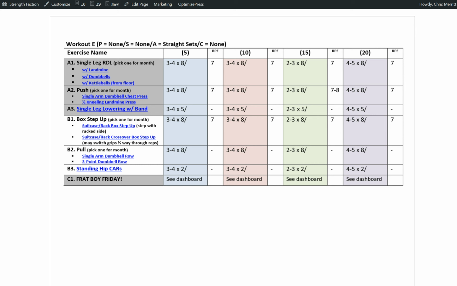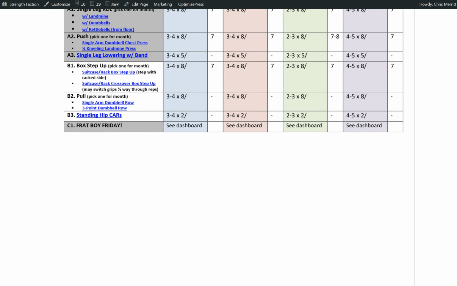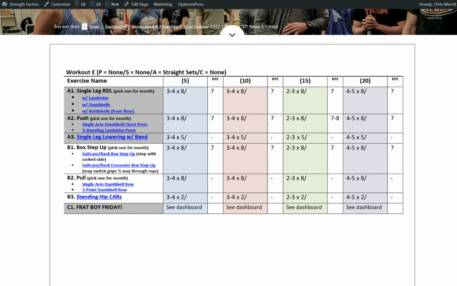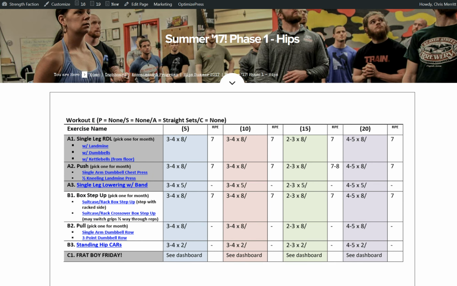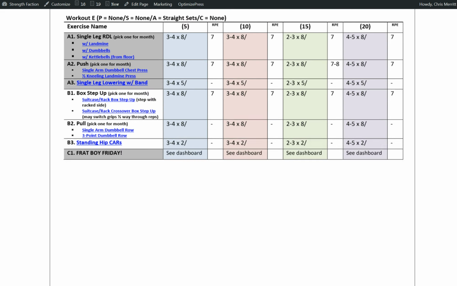And then finally it says Frat Boy Friday. Frat Boy Friday is when we bro out. So every Friday we're going to be posting a sweet arms workout. Kind of started as a joke, but everyone loved it so much that it stuck, and so we just keep going with it. So on Fridays, head to the dashboard, and the Frat Boy Friday block will be live, and you'll see the Frat Boy Friday workout of the week. Cool? So that's pretty much it.